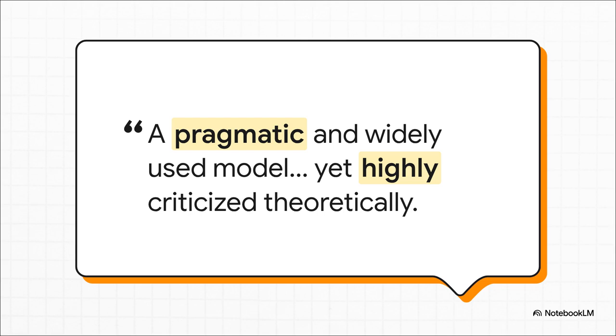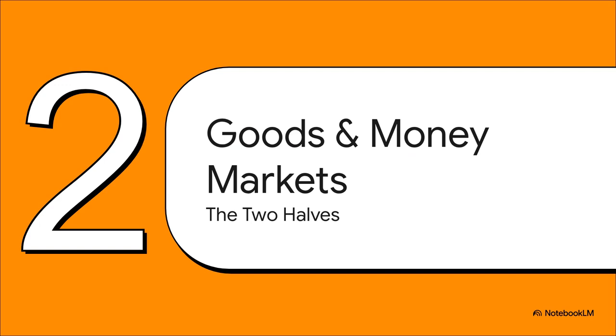But for what we're doing today, we're really going to focus on its power as a pragmatic guide for thinking about policy. The real magic of the model is how it combines two totally fundamental parts of the economy. First, you've got the market for actual stuff, goods and services. And second, you've got the market for money itself.